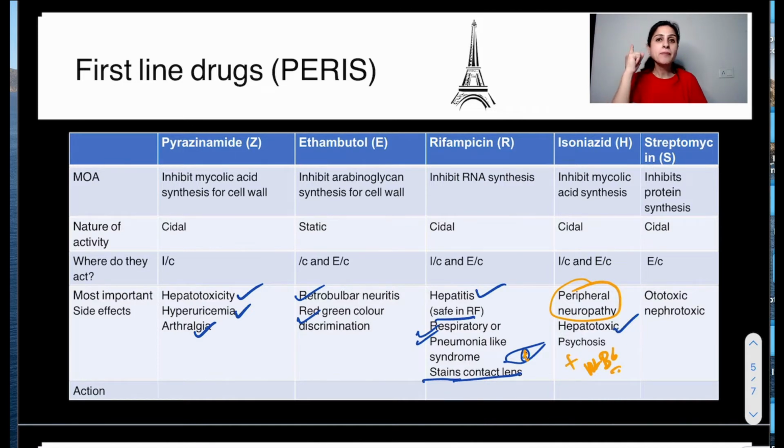सबसे ज़्यादा important है hepatotoxicity. These are two most important side effects. The third one is psychosis. But सबसे पहले isoniazid की आती है peripheral neuropathy and hepatotoxicity.